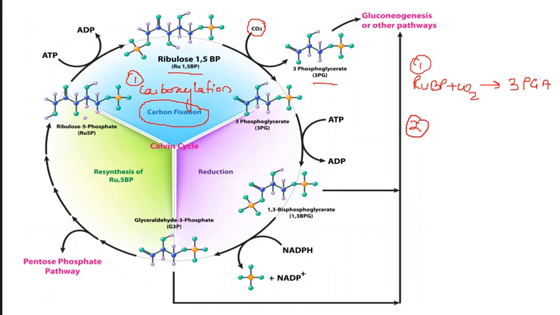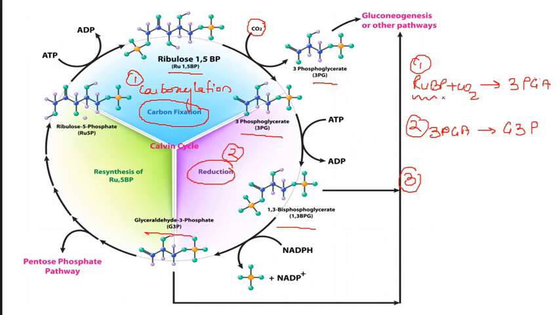Okay. The second step is the reductional step. In the reductional step, 3PGA or PGA are the same thing. So 3-phosphoglycerate will be converted to glyceraldehyde 3-phosphate via an intermediate. So I am writing the overall reaction where this 3PGA is converted to glyceraldehyde 3-phosphate. This is the reductional step. Now regeneration means the CO2 acceptor, which is RuBP, is regenerated. Okay, and resynthesis of RuBP. So from glyceraldehyde 3-phosphate we get RuBP back. This is the regeneration step.